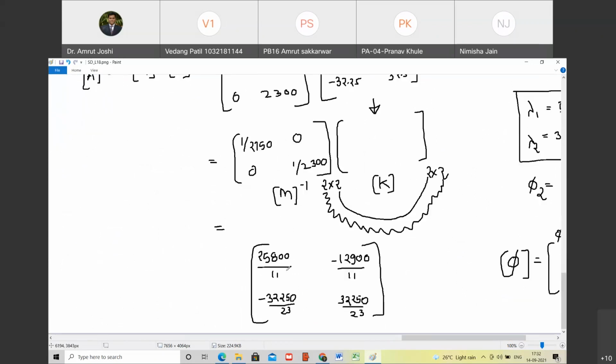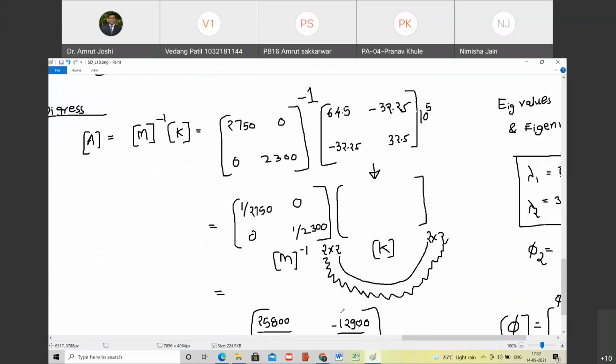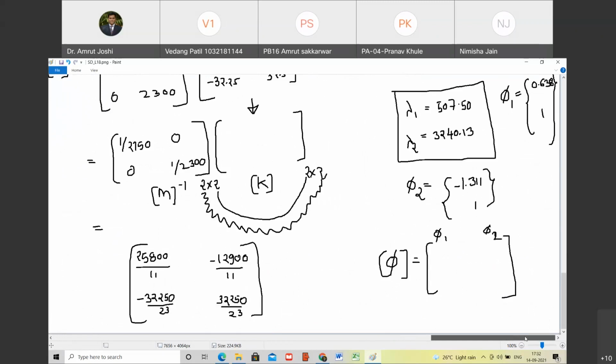So for an n degree of freedom system, this M inverse K will be n cross n. In that case, you will have n eigenvalues, and corresponding to each eigenvalue you will have an eigenvector. Are you with me? And then the phi matrix will be n cross n. So it is going to be degree of freedom cross degree of freedom, its size. Do you agree with me? Can I write this down now?